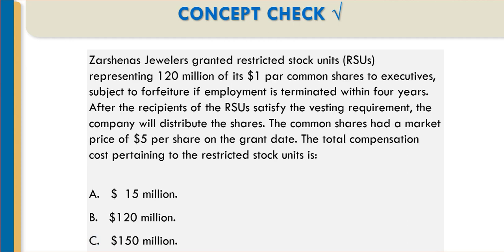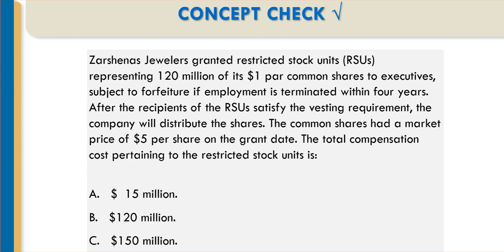Sarkinis Jewelers granted restricted stock units representing $120 million par, subject to forfeiture within 4 years. So you know that the period's going to be 4 years. Market price is 5 on the grant date. Be sure it says on the grant date. Okay, so 5 times 120 gets us what for total compensation cost? I believe it's going to be 600 million. Unfortunately, you cannot see that, but that would be option D.